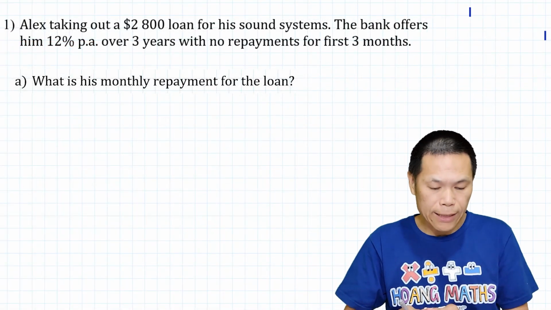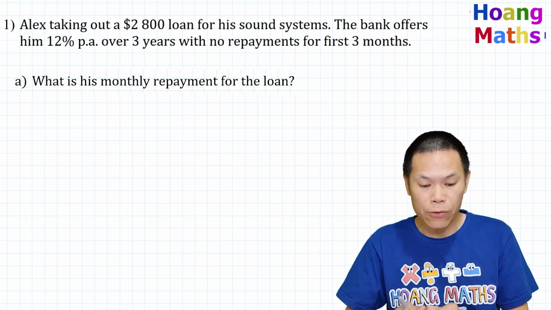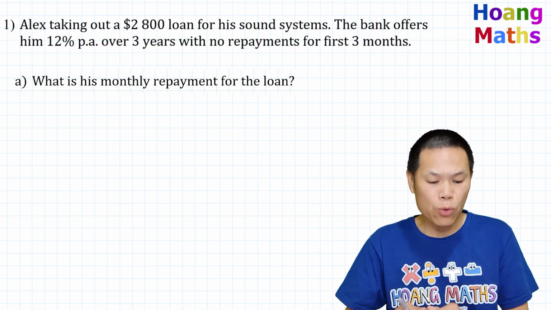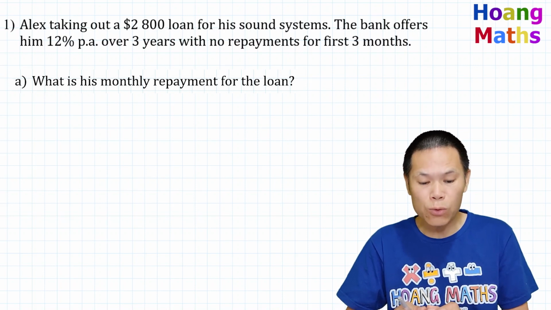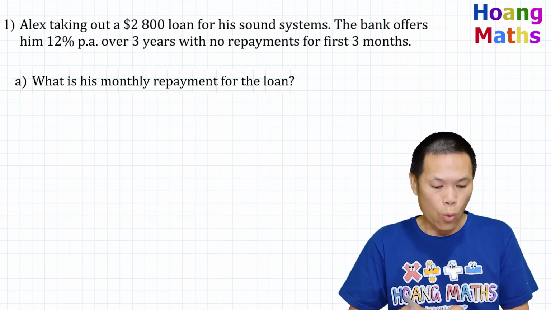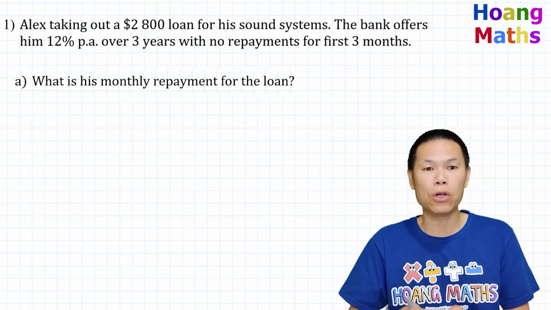First one, Alex is taking out a $2,800 loan for his sound system. The bank offers him 12% per annum over 3 years with no repayments for the first 3 months. Part A. What is his monthly repayment for the loan?